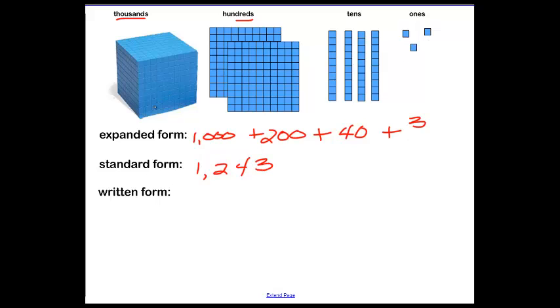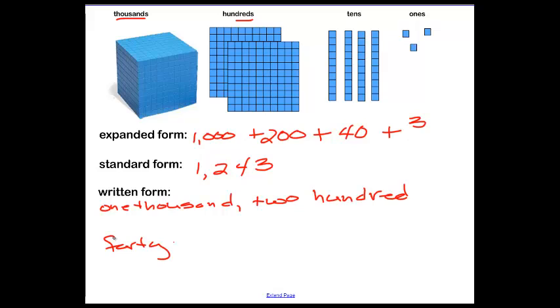In written form, you write exactly how you say the number. So I'm going to write it down below. 1,000, 200, oops, do that comma after the 1,000, 200, and I'm running out of room, 40-3. So the written form sounds exactly like the standard form, 1,243.